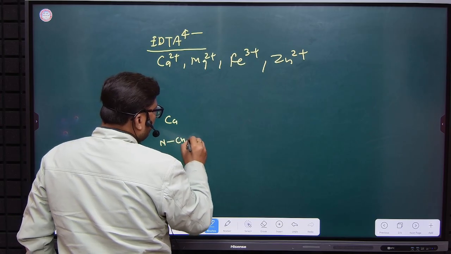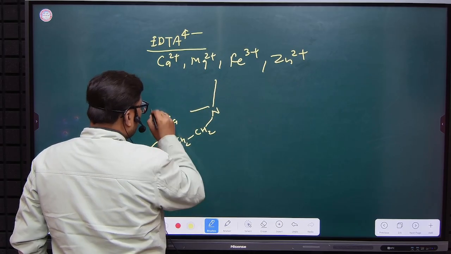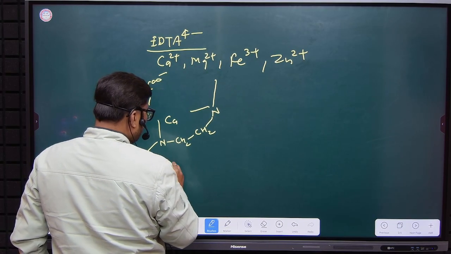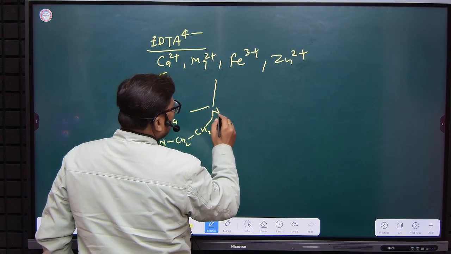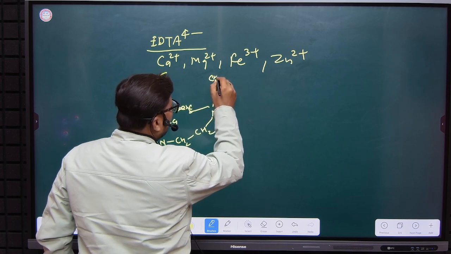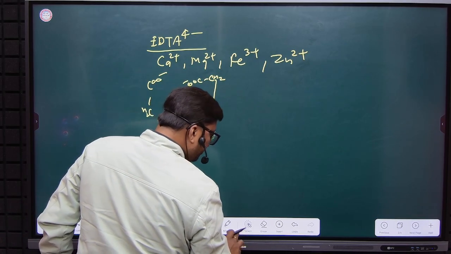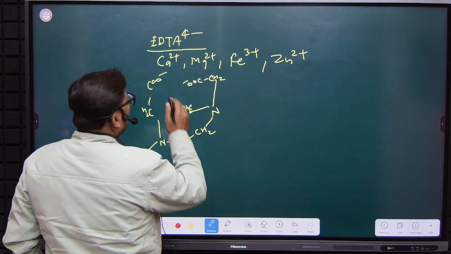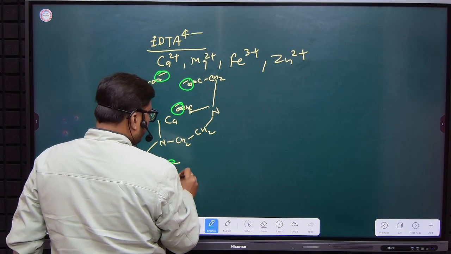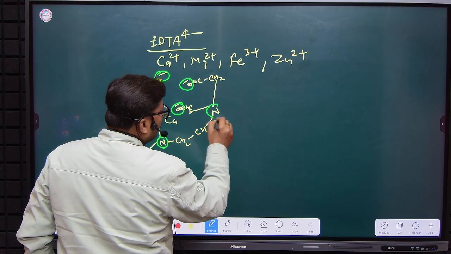So this EDTA has CH2, CH2, and CH2, C double O minus, CH2, C double O minus, CH2, C double O minus, CH2, C double O minus. So this is one oxygen anion donor, this is second oxygen anion donor, this is third oxygen anion, and this is fourth, four oxygen anion donors, and this is one nitrogen donor, and this is second nitrogen donor, right?